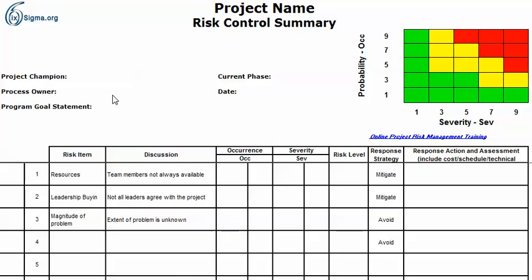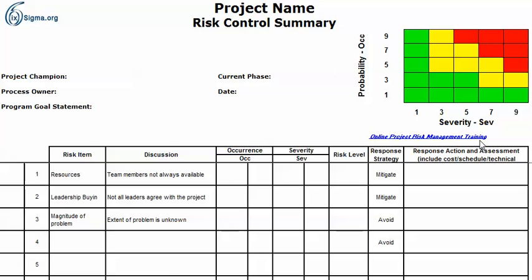And so let's look at a couple of elements on the template. Up in the upper left-hand corner, we want to identify the project champion, if there is one, the process owner, and maybe the goal statement of the program or the project. The current phase refers to the phase of the improvement methodology, so it might be DMAIC or DMADV, PDCA, and so forth, and then the date that we're updating the project template itself.